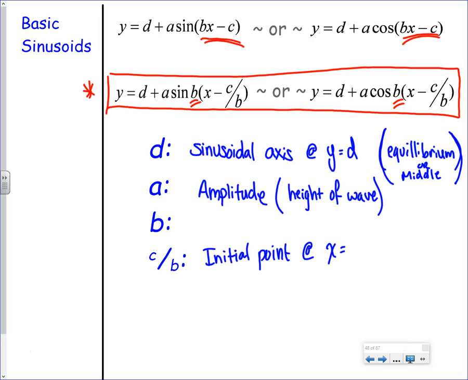And it's indicative of an x value, which we can kind of tell because it's in with the x's, whereas D is out with the y's. So D is a y value. C over B is an x value. And it's the initial point. It's where the wave starts.